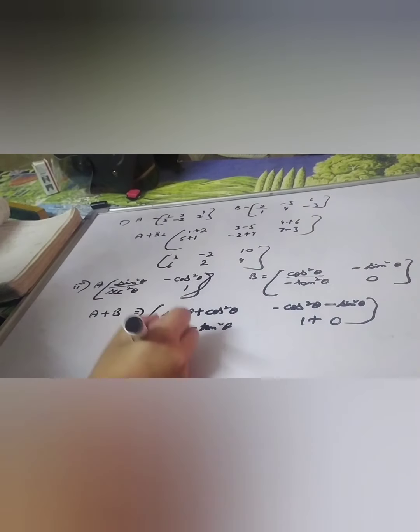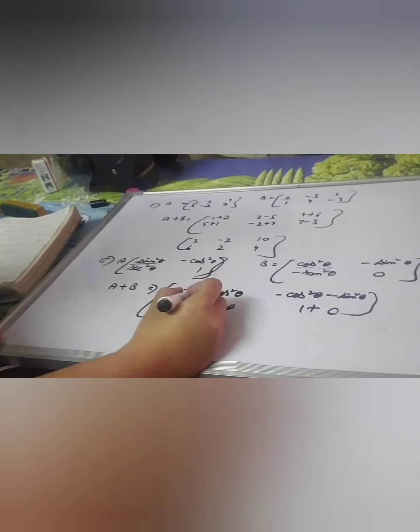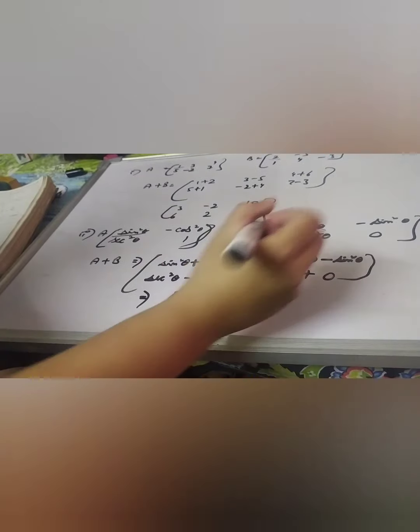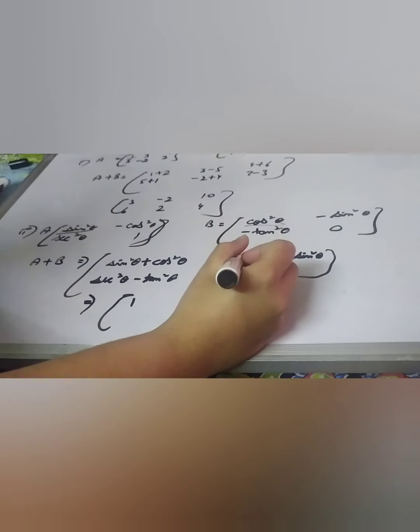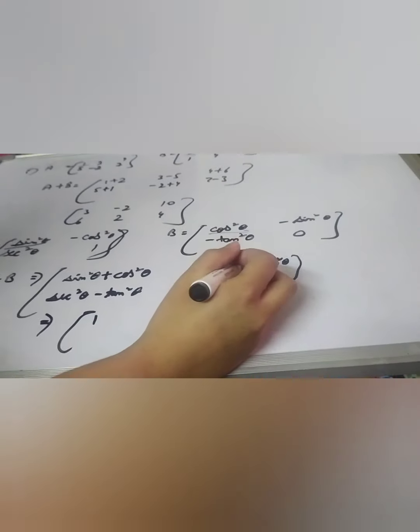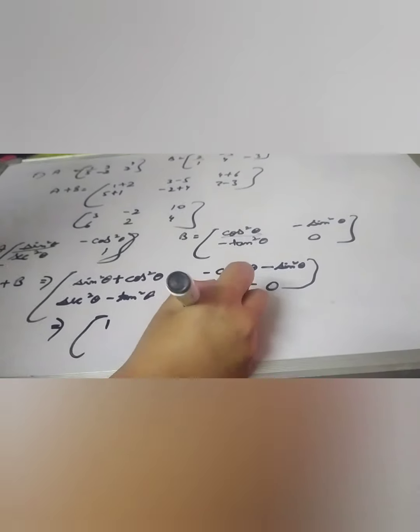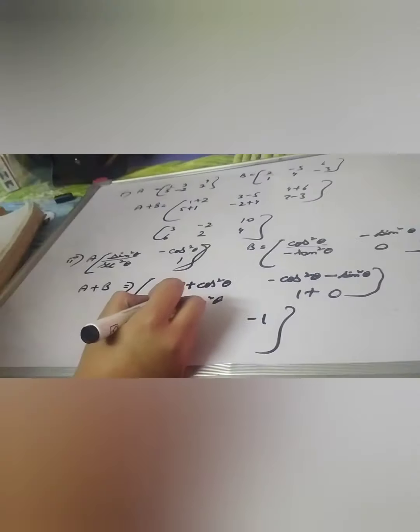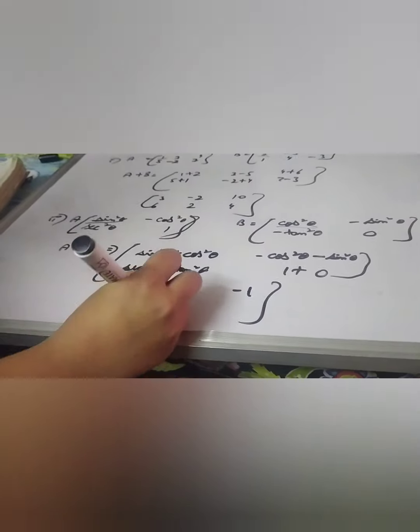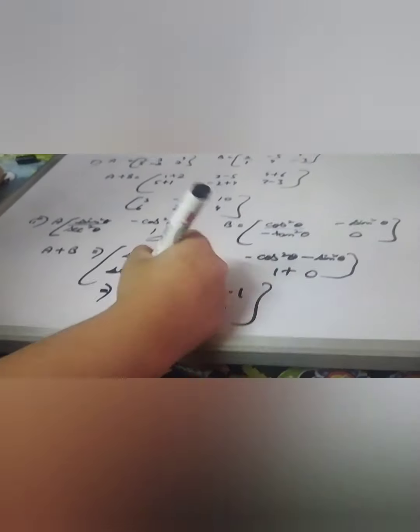1 plus 2: sin square theta plus cos square theta equals 1. Here we will take minus common, so minus (cos square theta plus sin square theta) equals minus 1. Secant square theta minus tan square theta equals 1. This is the matrices.